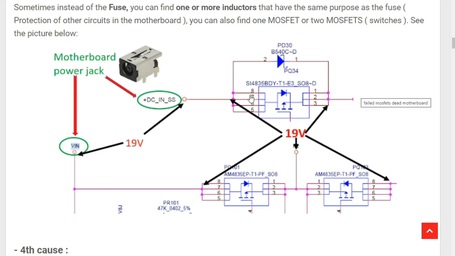So you can have just one switch or two switches. The same working principle applies here also. The 19 volt will pass through this switch and then through the next switch, and we will get 19 volt here. But if you have any failed switch here, this for example, or this, or even this, you will not get any voltage here. Automatically the motherboard will be a dead motherboard. You should replace the switch with another switch with the same reference, and then you will solve the problem.